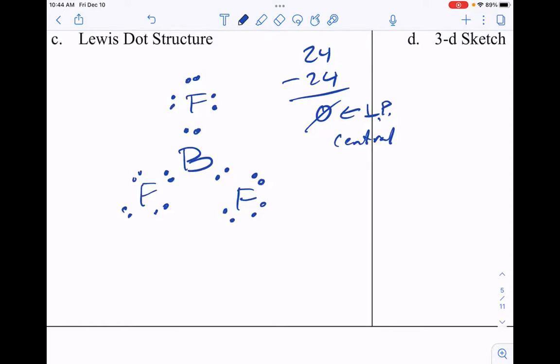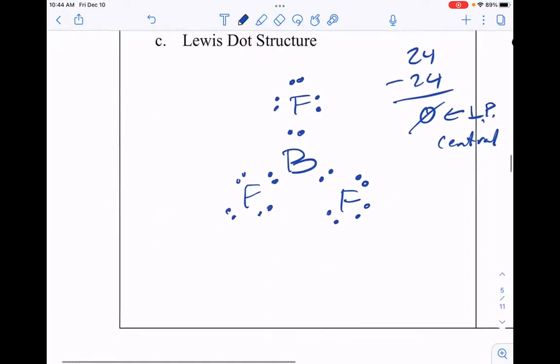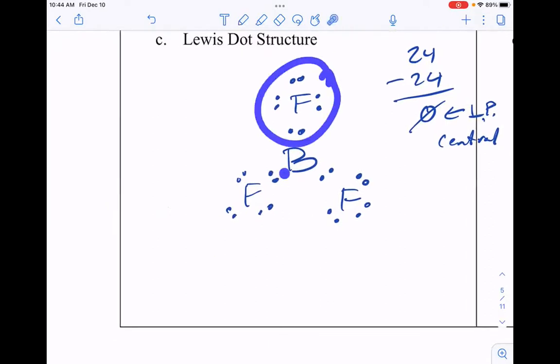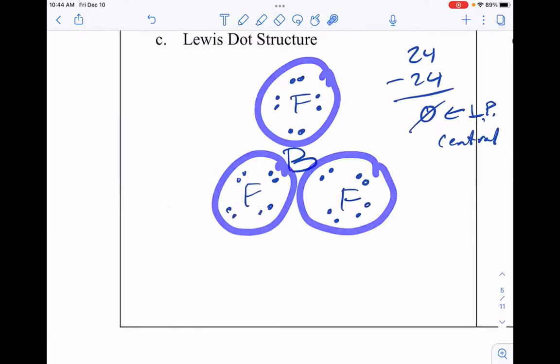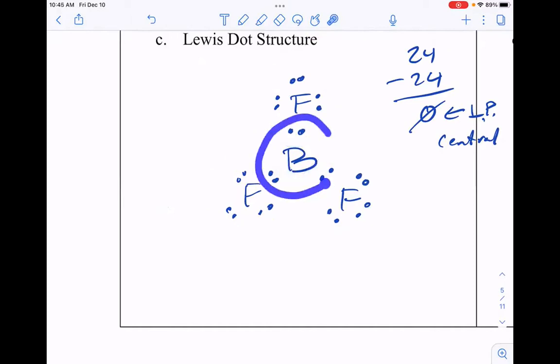And so when you guys are looking at BF3, we notice that the fluorines have the octet. That's cool. If you guys are looking at boron, notice that we have 1, 2, 3, 4, 5, 6. And so boron does not have the octet.